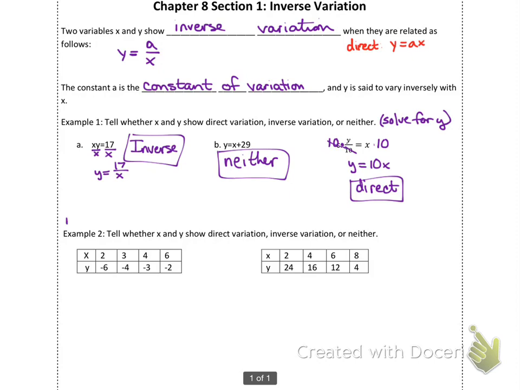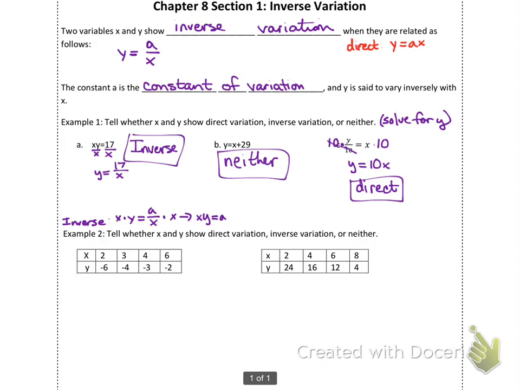I'm going to take inverse. And I know that inverse is y equals a over x. And I'm going to solve for a, because a is going to tell me whether it's inverse variation or direct variation from a table. So I'm going to multiply both sides by x to get that x times y equals a. So if you have a table and all of your x's and y's equal the same a, then it's inverse variation. And you're going to see an example of that.